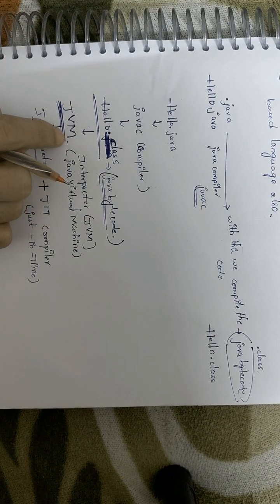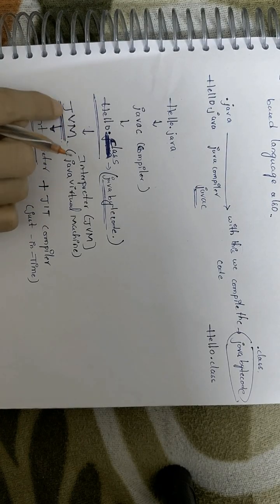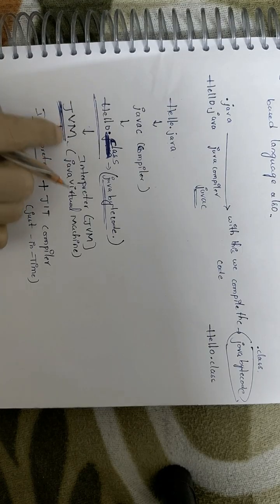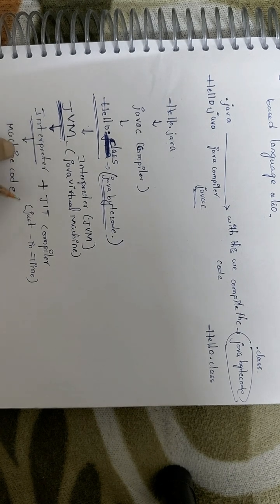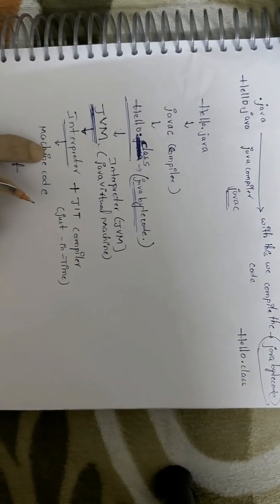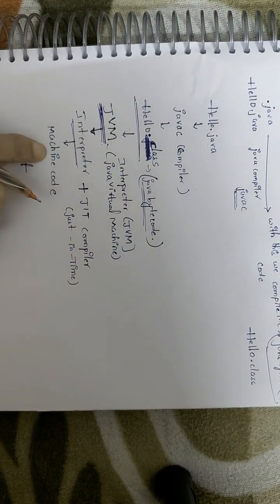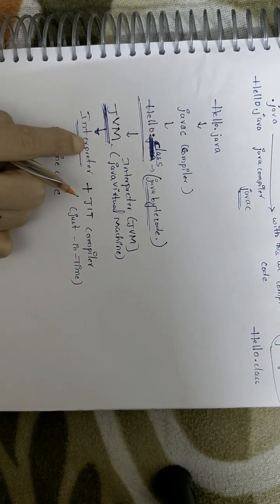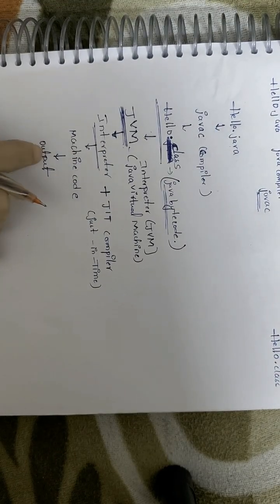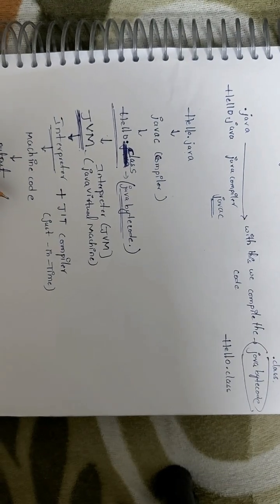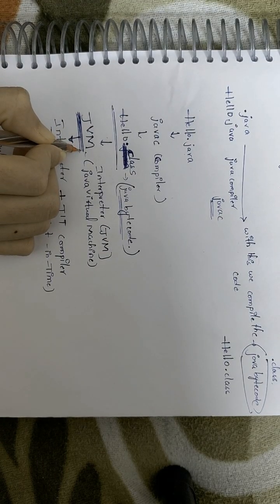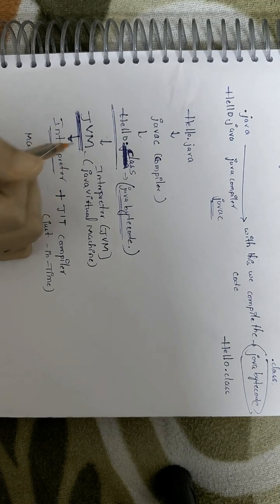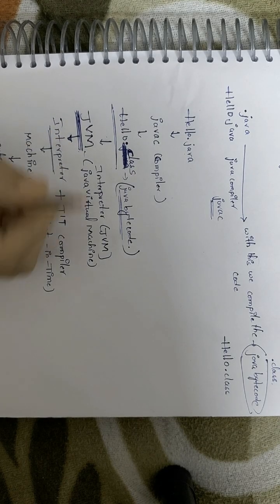After this, the JVM reads the bytecode and gives it to the interpreter. The interpreter converts that code line by line into machine code. This machine code is given to the machine, and after that we get an output. So the JVM reads the bytecode and interprets it line by line.